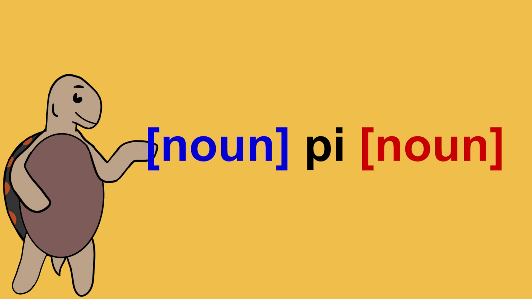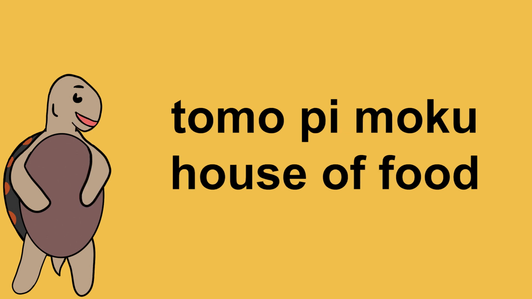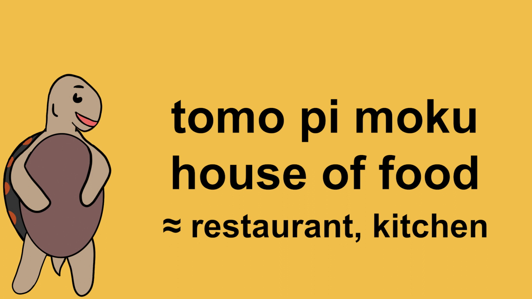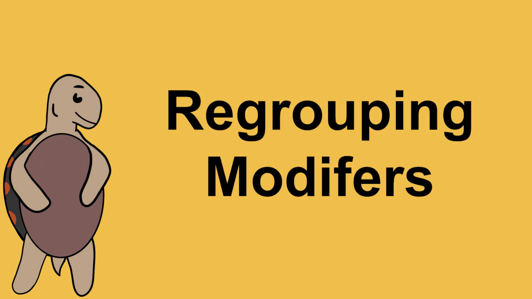For example, moku is an edible or food-like house, and tomo pi moku is the house of food, where food is a noun which means a restaurant, kitchen or any other food house. Another place pi is useful is for regrouping modifiers.